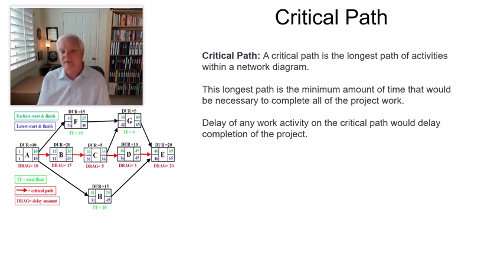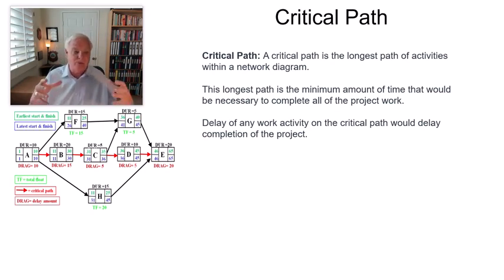Now, the reason that people think that it's bad is because any hit to the critical path extends or delays your project. So a one-day hit somewhere on an activity that's on the critical path will lengthen the project. So the longest path is the minimum amount of work that would be necessary to complete all of the project work. And remember, delay of any work activity on the critical path would delay completion of the project.